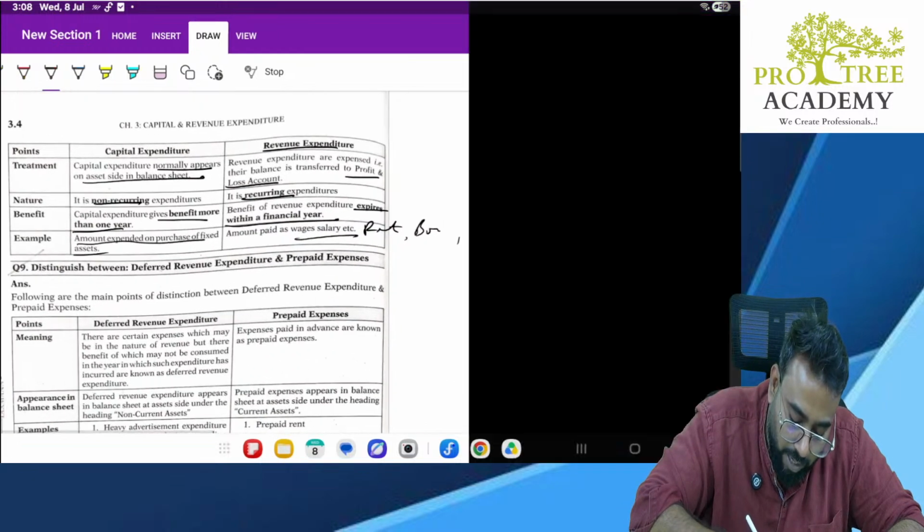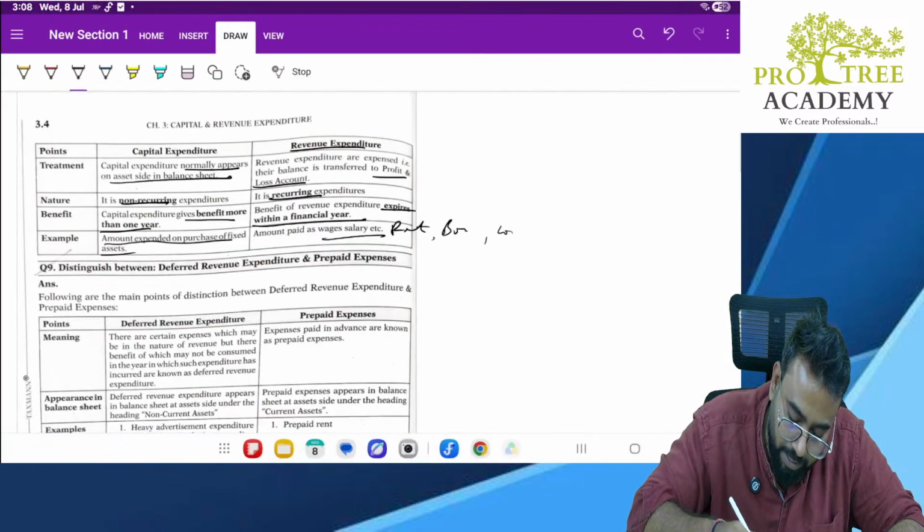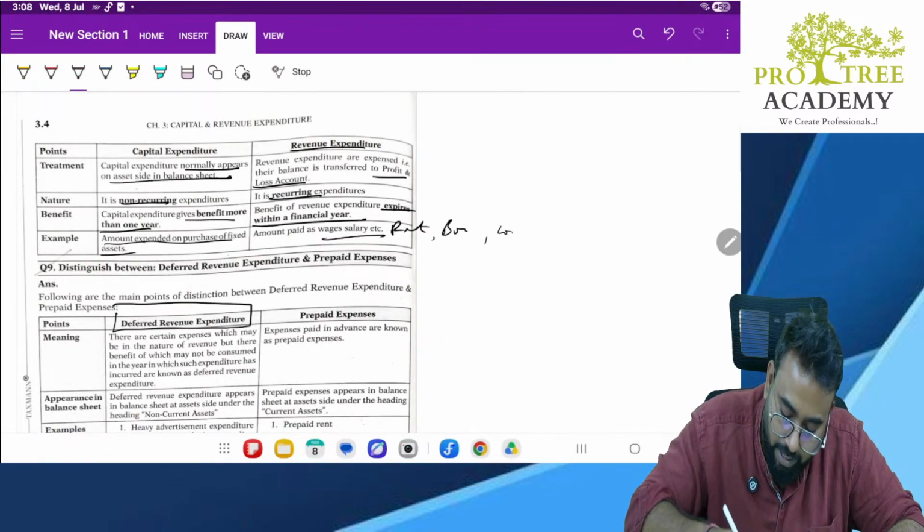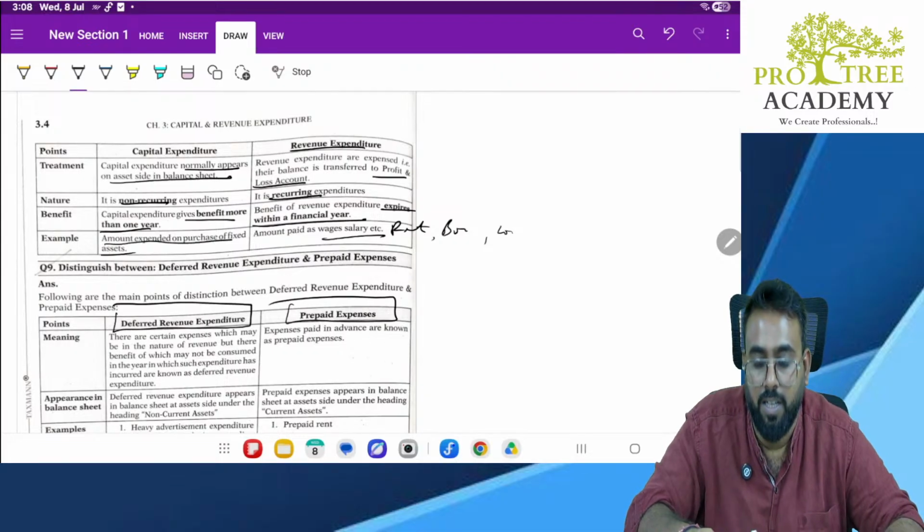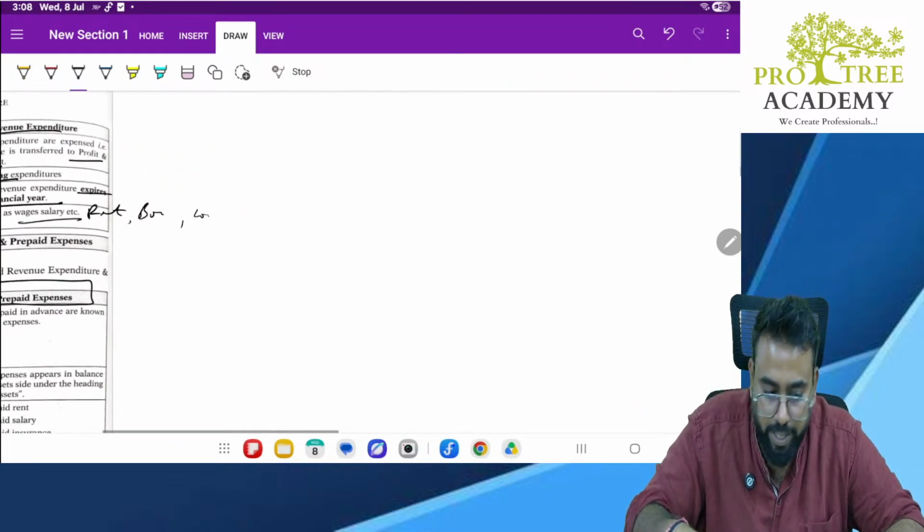Next, there is a concept called deferred revenue expenditure. Deferred revenue expenditure and prepaid expenditure. Now, let's quickly give you an example to make you understand better.